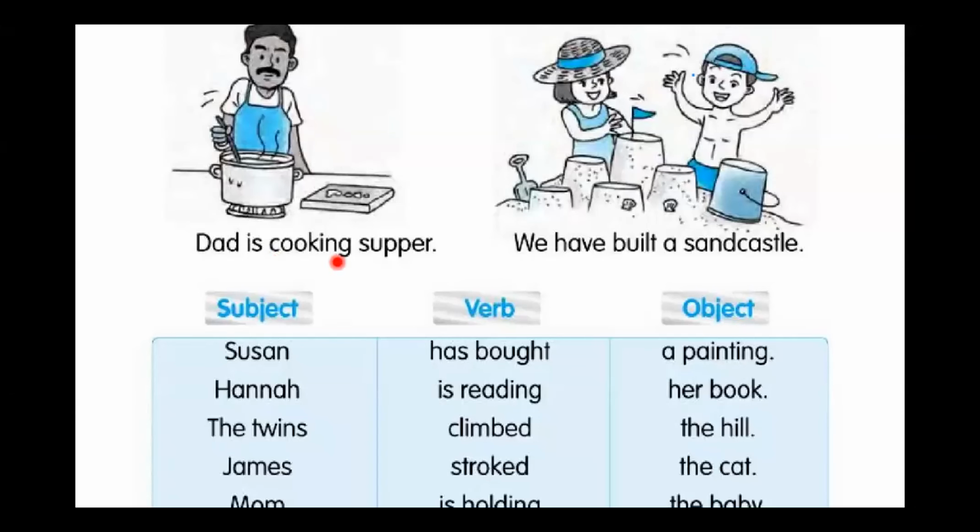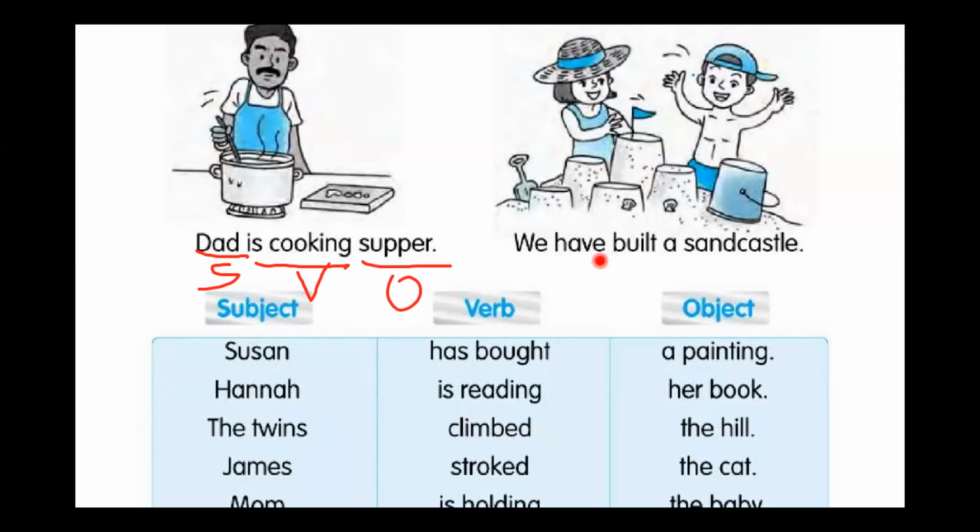Yes, dad is cooking supper. So over here dad is the subject, is cooking is the verb, and supper is the object. Supper is a meal. जो हम डिनर करते हैं, evening meal, उसे supper कहा जाता है.